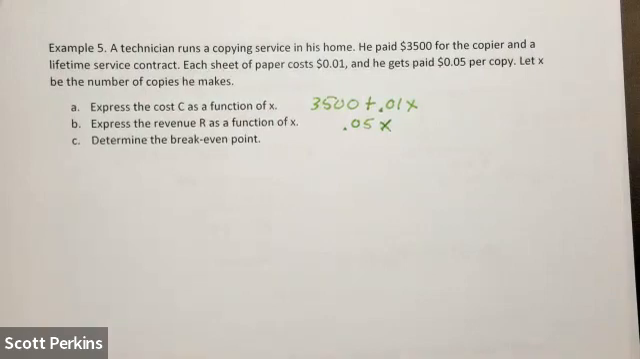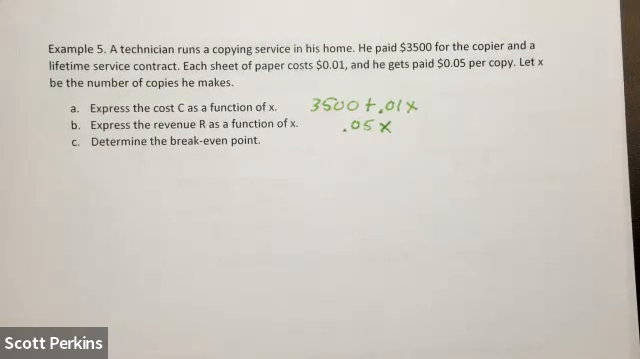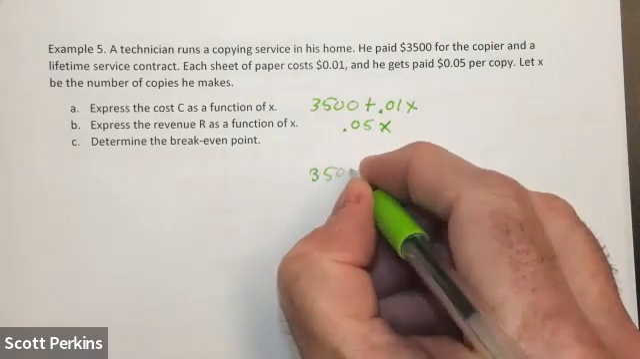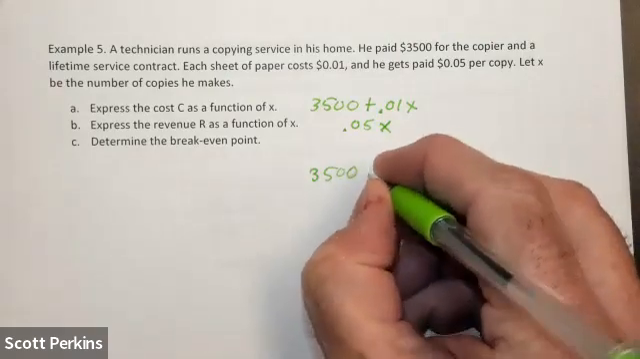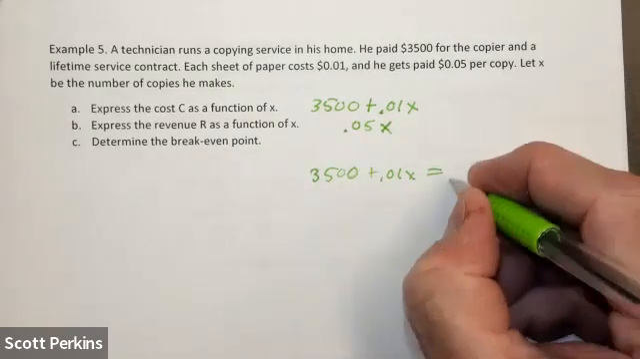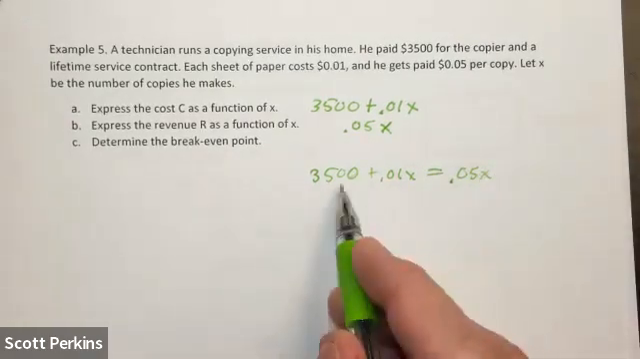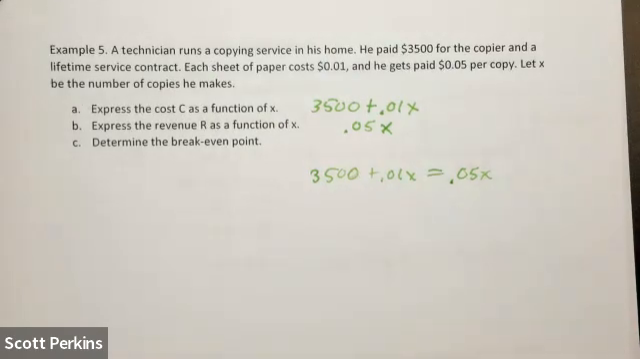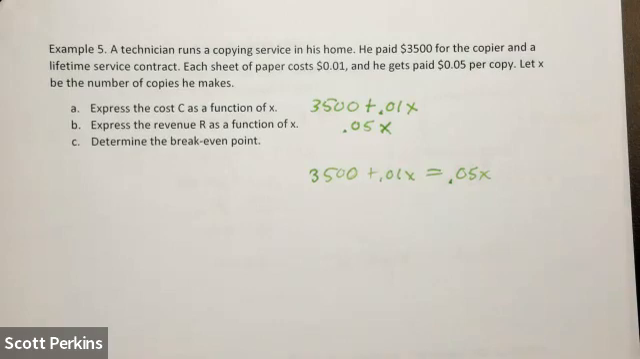The break-even point. Break-even point is where your costs and your revenue are the same. Okay, so we want to know how many copies does this person have to make until they start making money. So here's what I'm going to do. I'm going to take my cost, my 3,500 plus 0.01x, and I'm going to say, when is that equal to 0.05x? When is the amount of money that this person spent equal to the amount of money that they're making? Because then they want to make more copies than that.